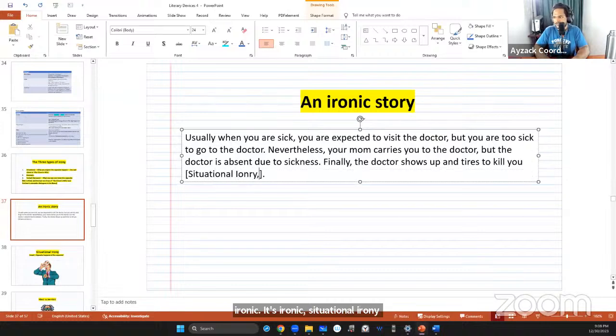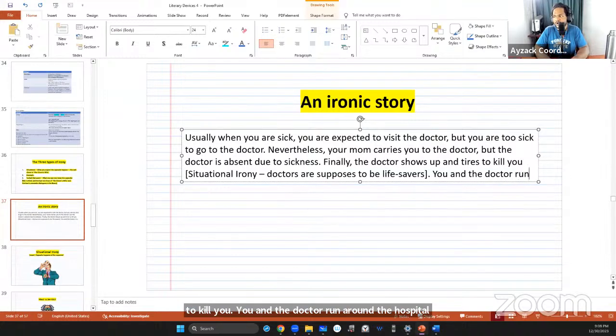Situational irony because doctors are supposed to be lifesavers, not murderers, right? The doctor tries to kill you. You and the doctor run around the hospital.